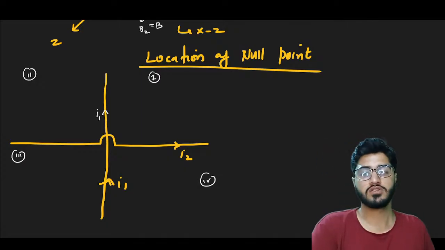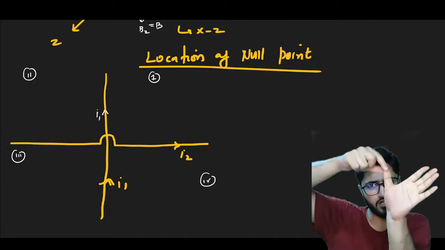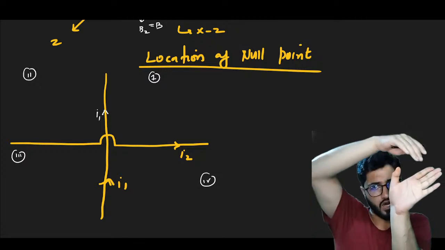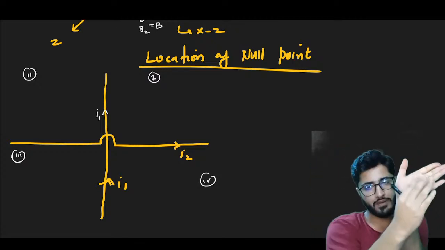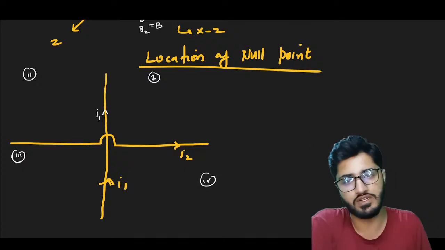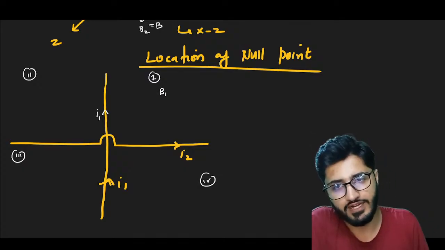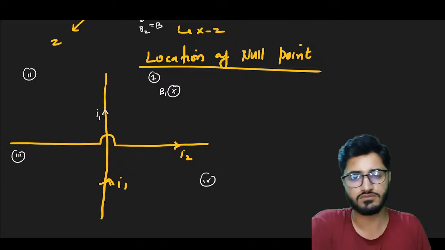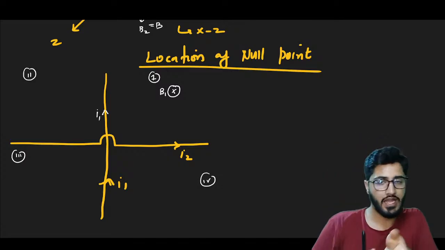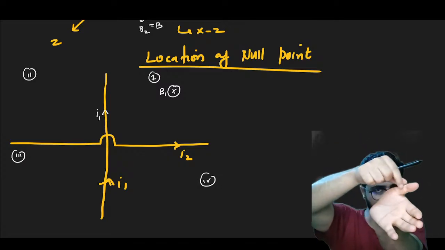Definitely better. So look now, place your fingers towards the I1. Now, in the first quadrant, your palm is inside. So that means you will write, sir, B1 would be inside, cross. Now 2, I2. Now place your fingers towards I2.